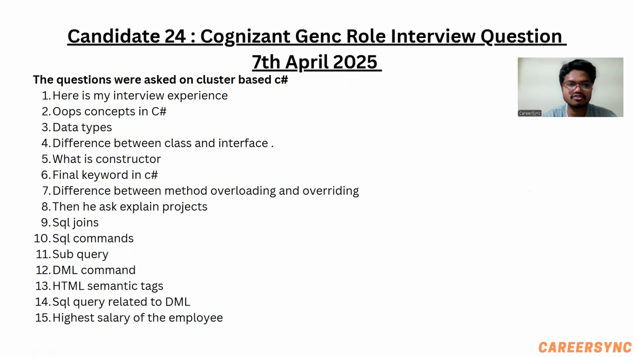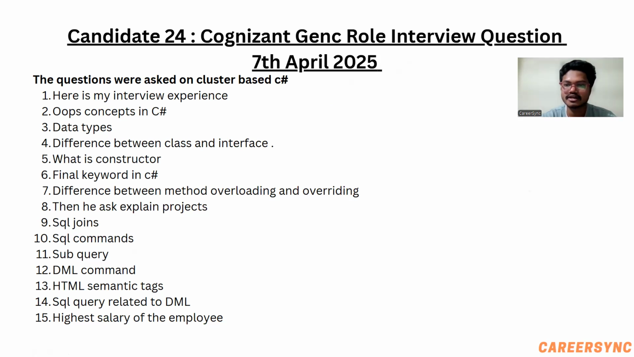Now, what is the function of the final keyword in C sharp? Difference between method overloading and method overriding. Then he asks you to explain your projects. So you have to prepare your project questions according to your project. Now SQL joins, it is very mandatory for you guys.